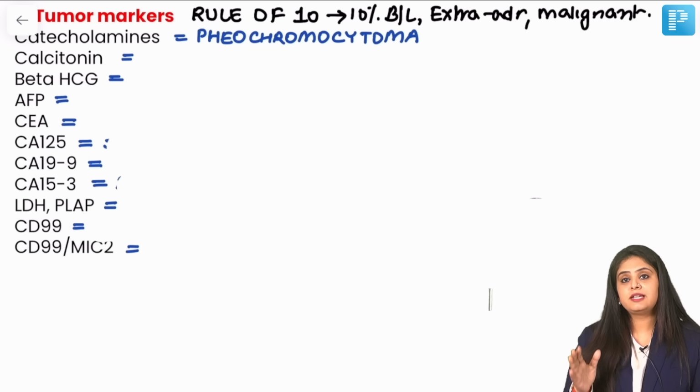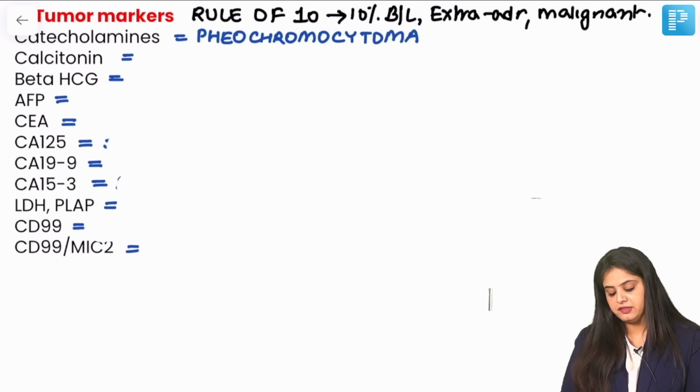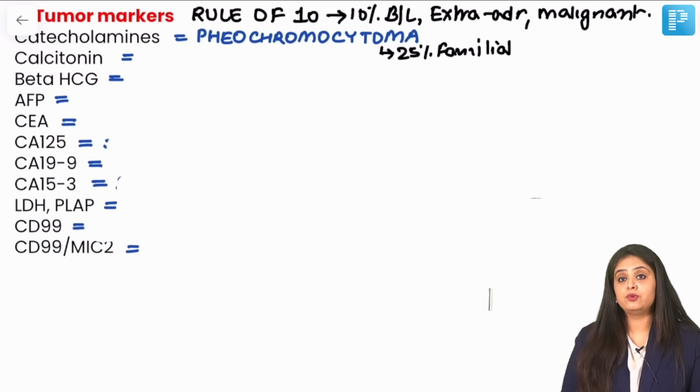Earlier, they used to say 10% of them are familial, and now that has changed because now they are saying that it is actually 25% of them that can run in the family. So this is a pointer which I want you to note carefully.